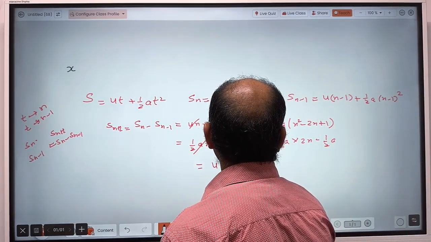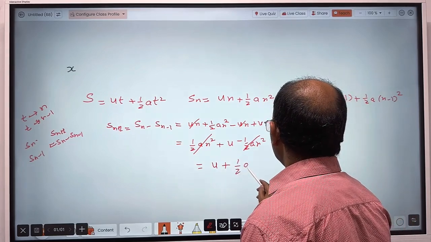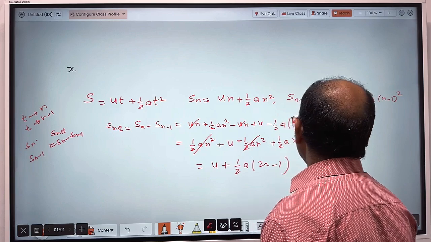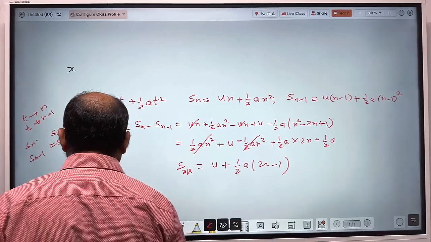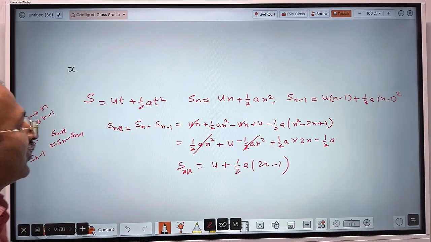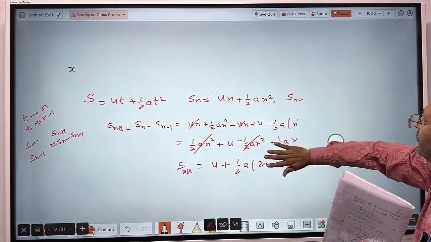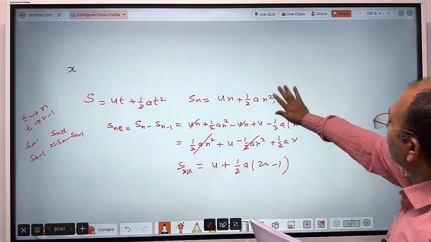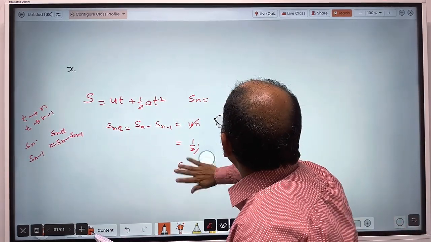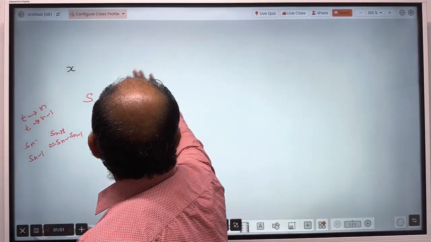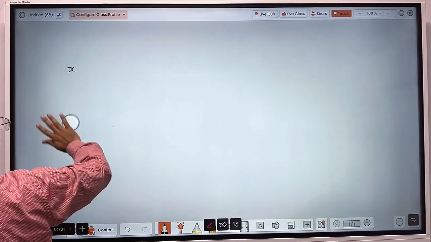So here this will become u plus 1 by 2a. If we take outside, then 2n minus 1 will be left. So we can say s nth is equal to this much. So this is fourth equation of motion. I think you have understood. We will do numericals based on these questions in next video, but here our concern is to teach you the basic derivations. Now the same equations of motion I'm going to derive by using calculus method.